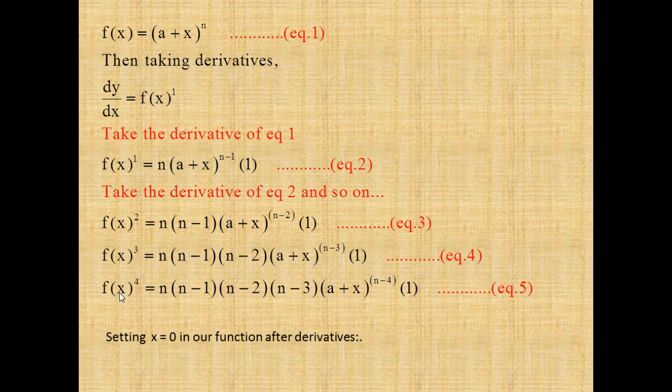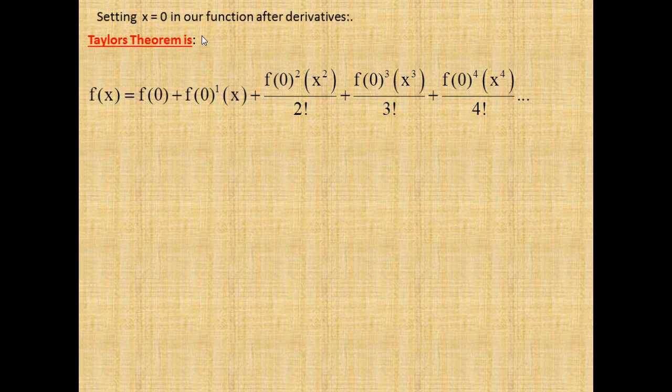So, setting x equal to 0 in our function after the derivatives, everywhere you see an x is going to be 0, and then we calculate that out. This is Taylor's theorem: the function set at x equals 0 plus the first derivative set at x equals 0 times x plus the second derivative set at x equals 0 times x squared divided by 2 factorial.